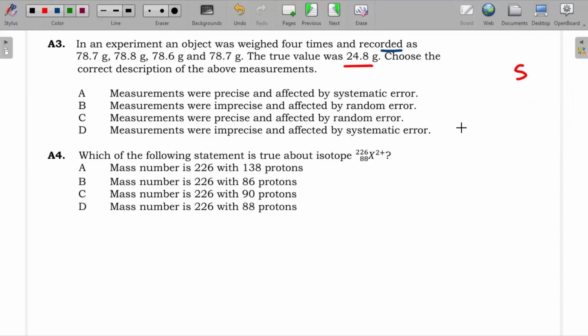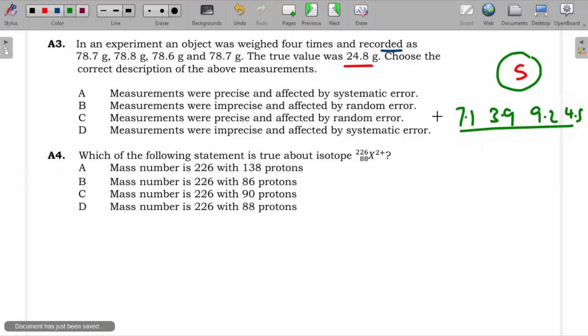Then now, a random error happens in the case where the direction of the error is random. You don't know where it's going to go. So I have this thing that has a true value of 5. I measure it, I find it's 7.1. I measure it again, I find it's 3.9. I measure it again, I find it's 9.2. I measure it again, I find maybe it's 4.5. So you can see that there are values that are less than the true value. There are also values that are greater than the true value. So it means that these measurements here will be affected by random errors because you don't know where the measurement is going to go.